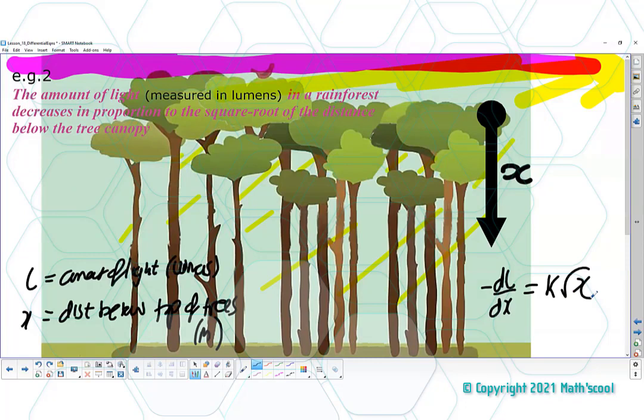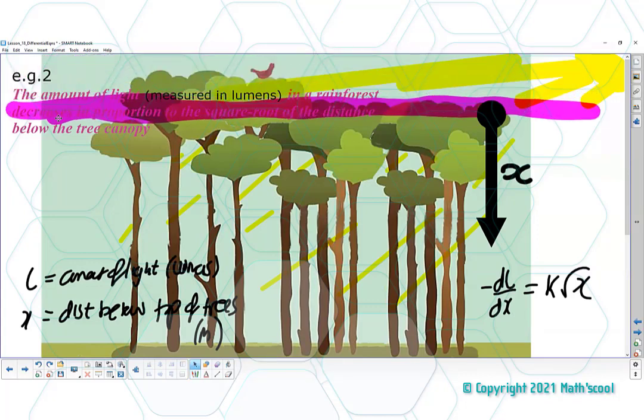Equals... It wasn't dL by dt, it was dL by dx. It wasn't the time that was causing the light levels to fall. It was how low you are from the tops of the trees, how much you've dropped below the tops of the trees that's causing the light levels to fall.